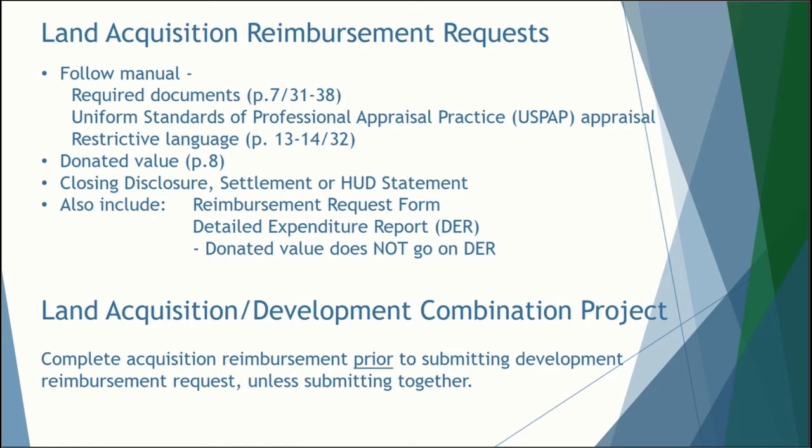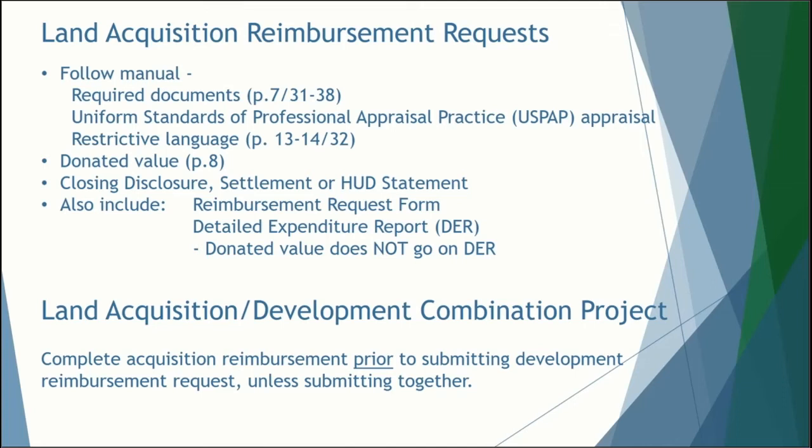Every reimbursement request should include a reimbursement request form and the detailed expenditure report. If you have donated value, do not include this figure on your DER. Only actual expenses incurred go on the detailed expenditure report. If you have a combination project, complete the acquisition reimbursement request prior to submitting reimbursement requests for development, unless you submit them together. We must ensure site control before we can consider development cost.